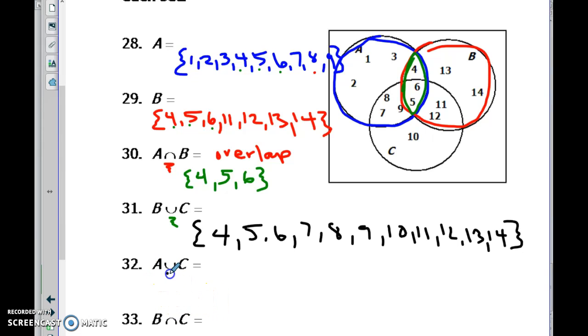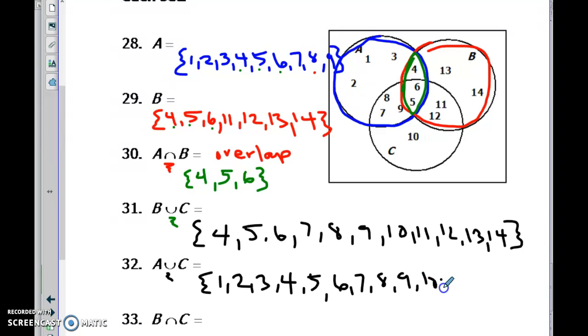Okay, A union C is everything in A as well as everything in C. So the only numbers excluded are going to be 13 and 14. So we're going to, again, start at 1, because now we have all the ones in A. So we have 1, 2, 3, 4, 5, 6, 7, 8, 9, 10, 11, 12, and we don't want 13 and 14 because those are just in B, and we want everything in A as well as everything in C.